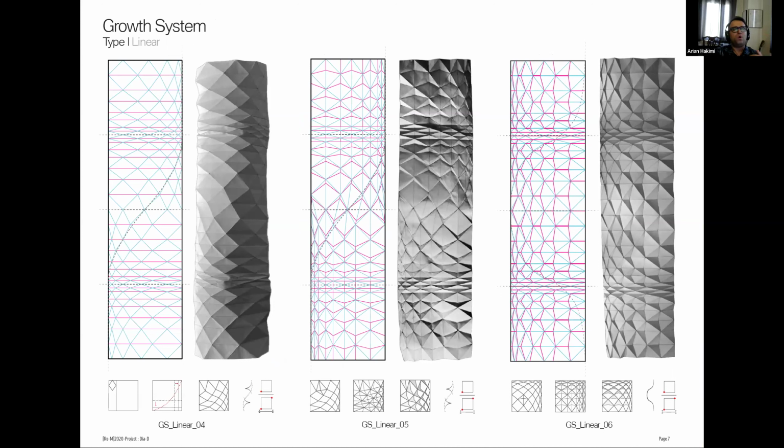Say that, okay, what will happen if we put 4 of them together, or in this system, we call it growth system, type linear. So for example, in these 3 designs, as you can see, the primary grid, the blue line, is all the same. The blue line stays the same. The only difference here is this red or magenta line that, for example, in this one is just a typical horizontal line. In this one, it transforms from the upper arrow to the mirrored lower arrow here.